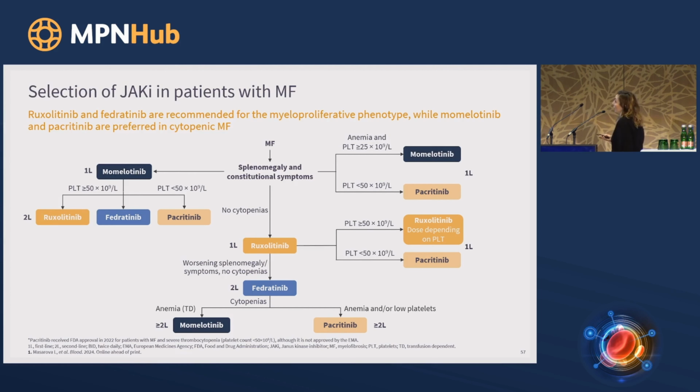Conversely, in cytopenic myelofibrosis, it is recommended to use momelotinib or pacritinib at first line, and the choice between these two JAK inhibitors should be evaluated according to the type of cytopenia, preferring momelotinib in case of anemia.